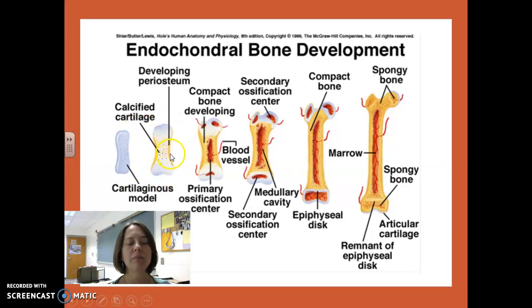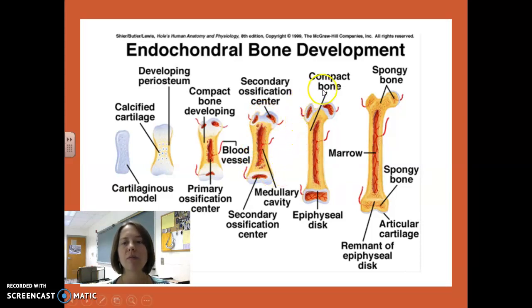You see here a developing periosteum, which is the membrane. And then you have some osteoblasts starting to secrete the hard matrix, and this is calcified cartilage. And you can see in the third picture, compact bone is developing here in what will become the diaphysis, and you have a primary ossification center. As you can see, there's lots of blood vessels nourishing the bone. And then as the fetus becomes older, you get secondary ossification centers at the epiphysis and the medullary cavity, and the compact bone has formed.